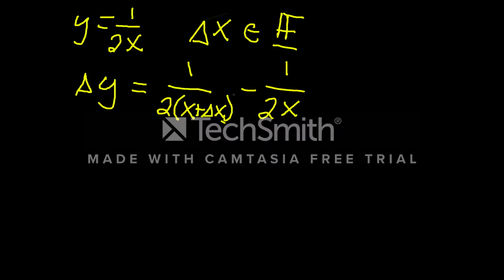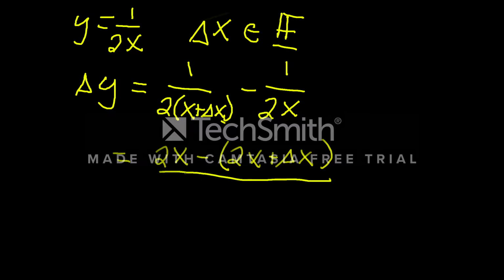Now this rational expression, we're going to simplify this. And so this is equal to 2x minus quantity, and I'll distribute this 2 through, 2 times x plus delta x, all divided by, well, we're going to end up with a 4x times x plus delta x.